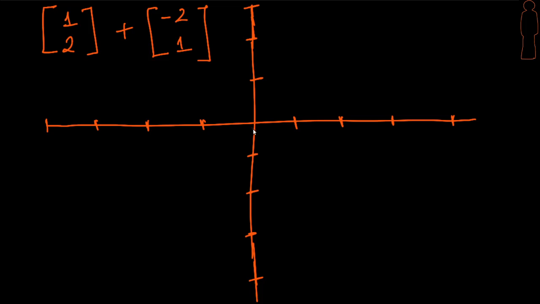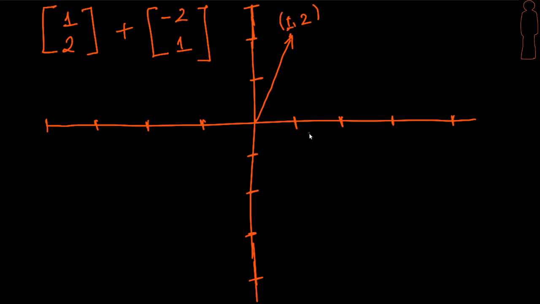First, let's represent (1, 2). So here we have in the x dimension 1, and this is the 2 units in the y-axis, and therefore let me try and draw this properly. Okay, so this is my (1, 2) vector.